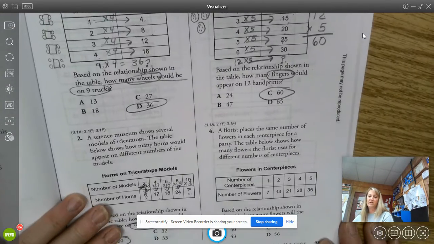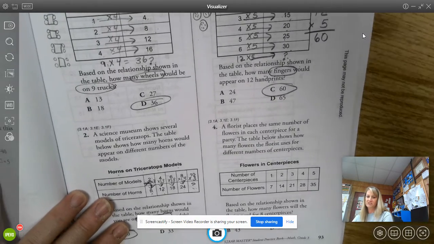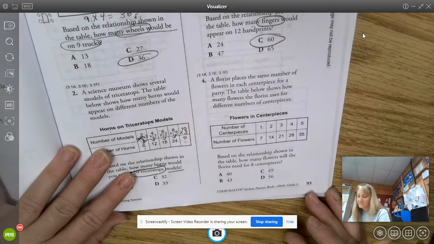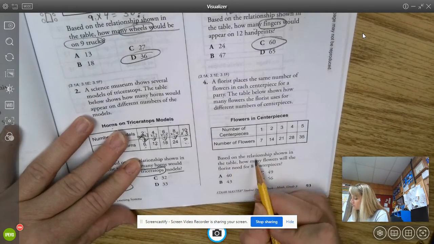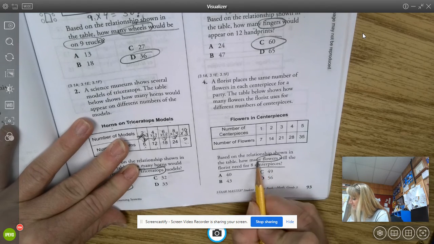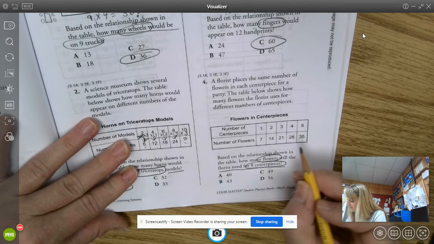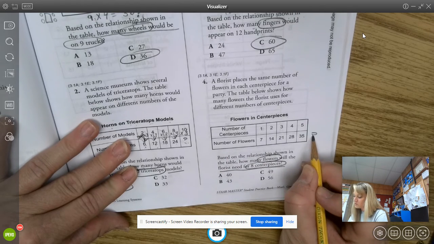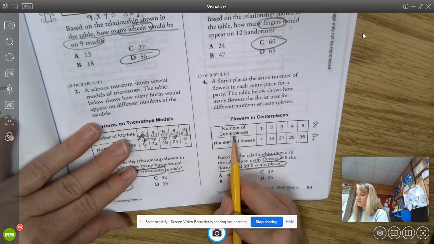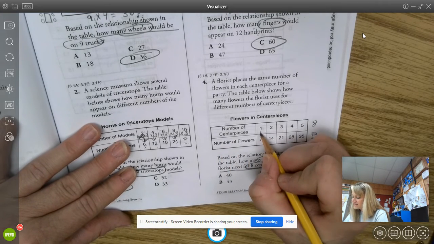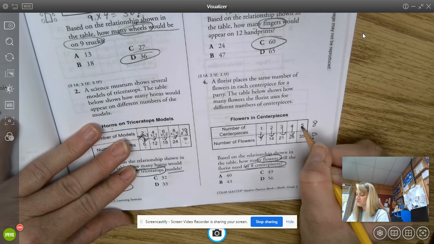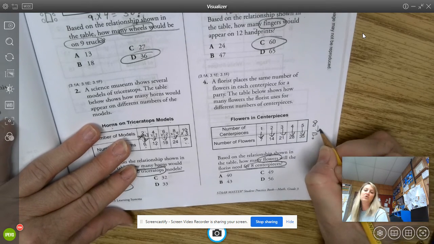Last one, and then you'll be able to do your 3 pages. Let me get up a little more. Okay, here we go. Based on the relationship shown in the table, how many flowers will the florist need for 8 centerpieces? So we're looking for flowers. This is the one we're looking for, and it will have 8 centerpieces. So how do we go from 1 to 7, 2 to 14, 3 to 21, 4 to 28, 5 to 35, and then 8 to what?